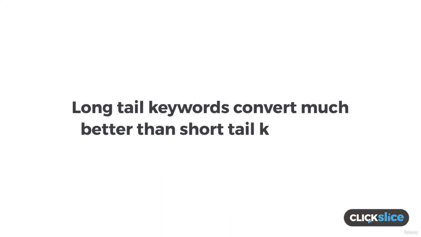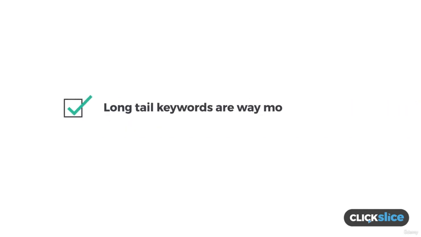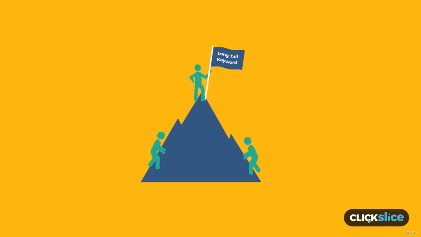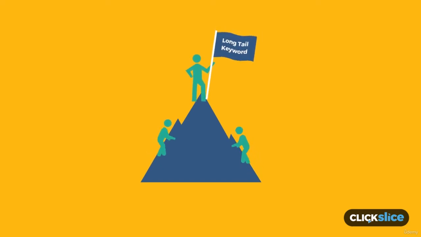As a result, long tail keywords convert much better than short tail keywords. Simply put, long tail keywords are way more targeted and much more specific. Just as a pro tip, long tail keywords are also much easier to rank for in Google, as they typically have less competition than short tail keywords.